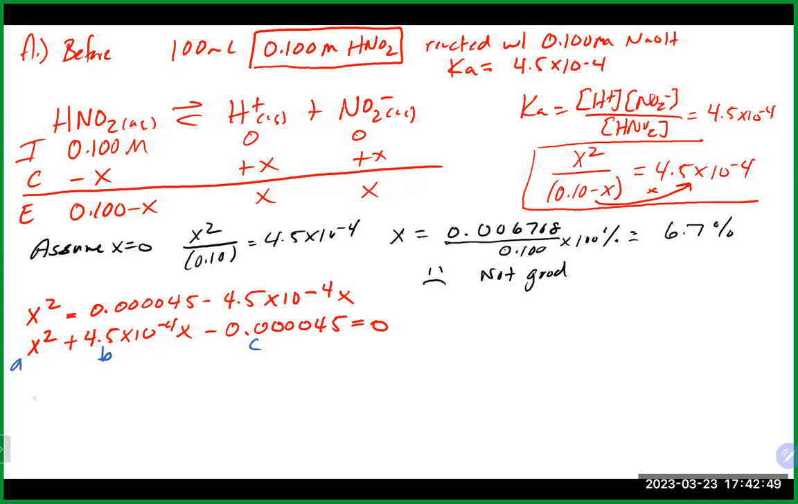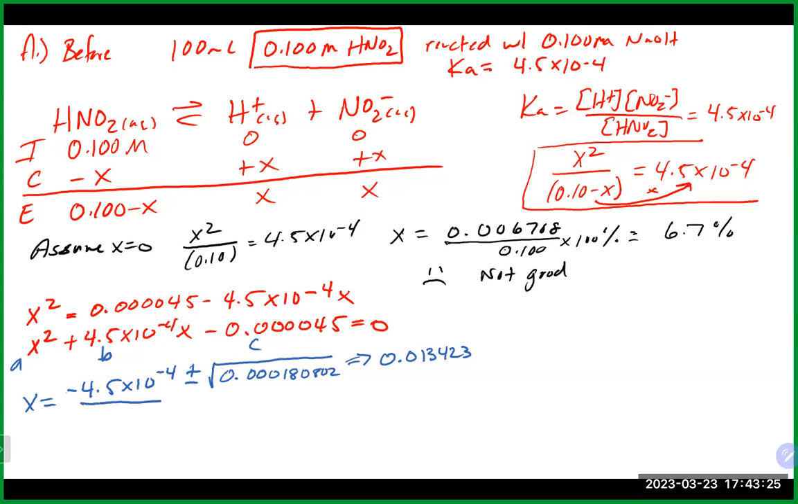So putting that into the formula, x would equal minus 4.5 times 10 to the minus 4 plus or minus. If you take care of everything inside the square root part, you will get something like 0.00018 0802, I think. Can't read my writing. And if you take the square root of that, you will get 0.013423. That's all going to be divided by 2 times A, which would be 2 in that case.